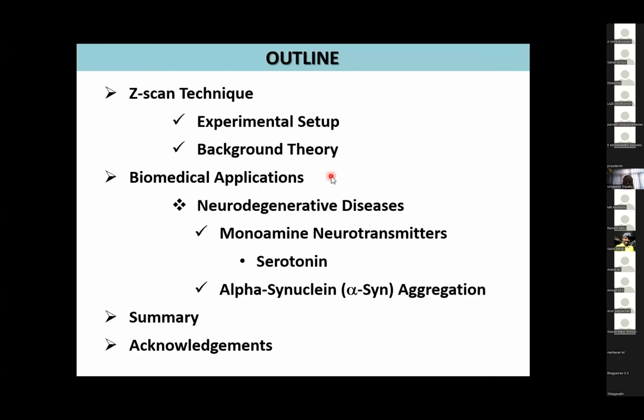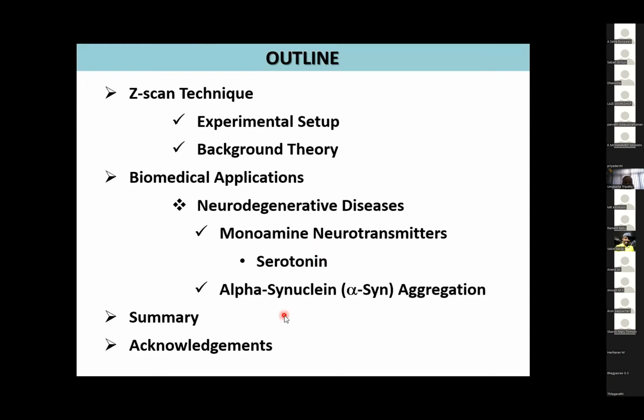In the biomedical applications, I will be talking mostly about neurodegenerative diseases, and there are various neurodegenerative diseases. There are many hypotheses for why these diseases progress. One of them is the imbalance of certain monoamine neurotransmitters present in the neuron cells in the brain. We will pick one of those neurotransmitters, serotonin, for this talk.